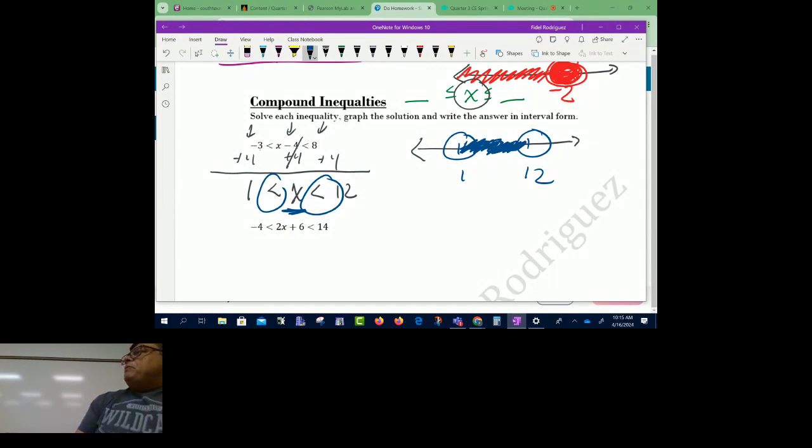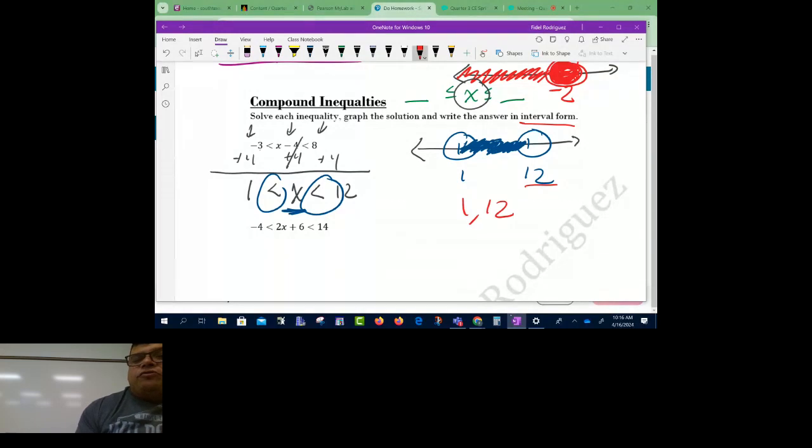So again, there's my graph. Now, y'all, I'm going to show you something called interval form or interval notation. Interval form just says, hey, when we started shading this thing, where did we start shading at? Oh, we started shading at 1. Where did we stop shading at? Oh, we stopped shading at 12.